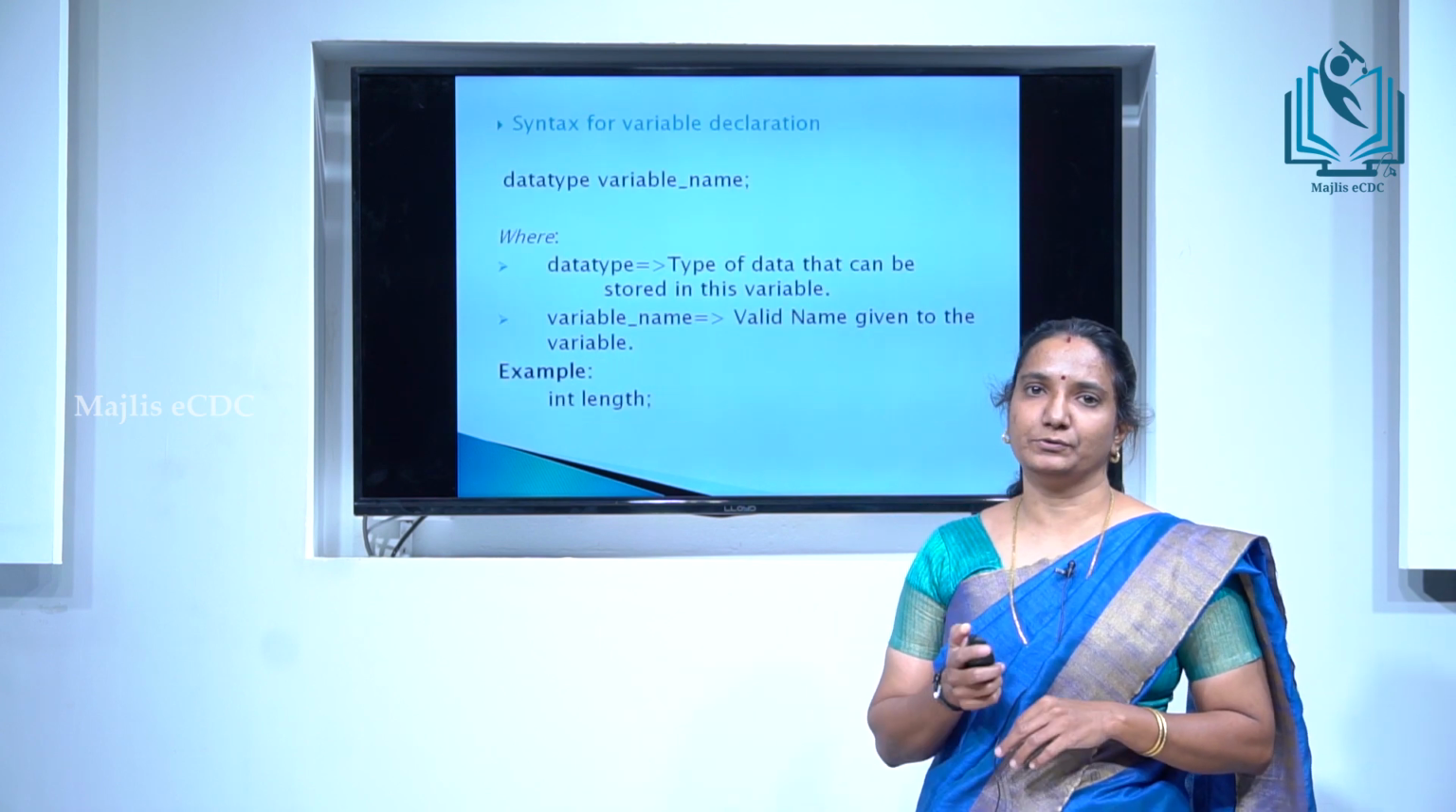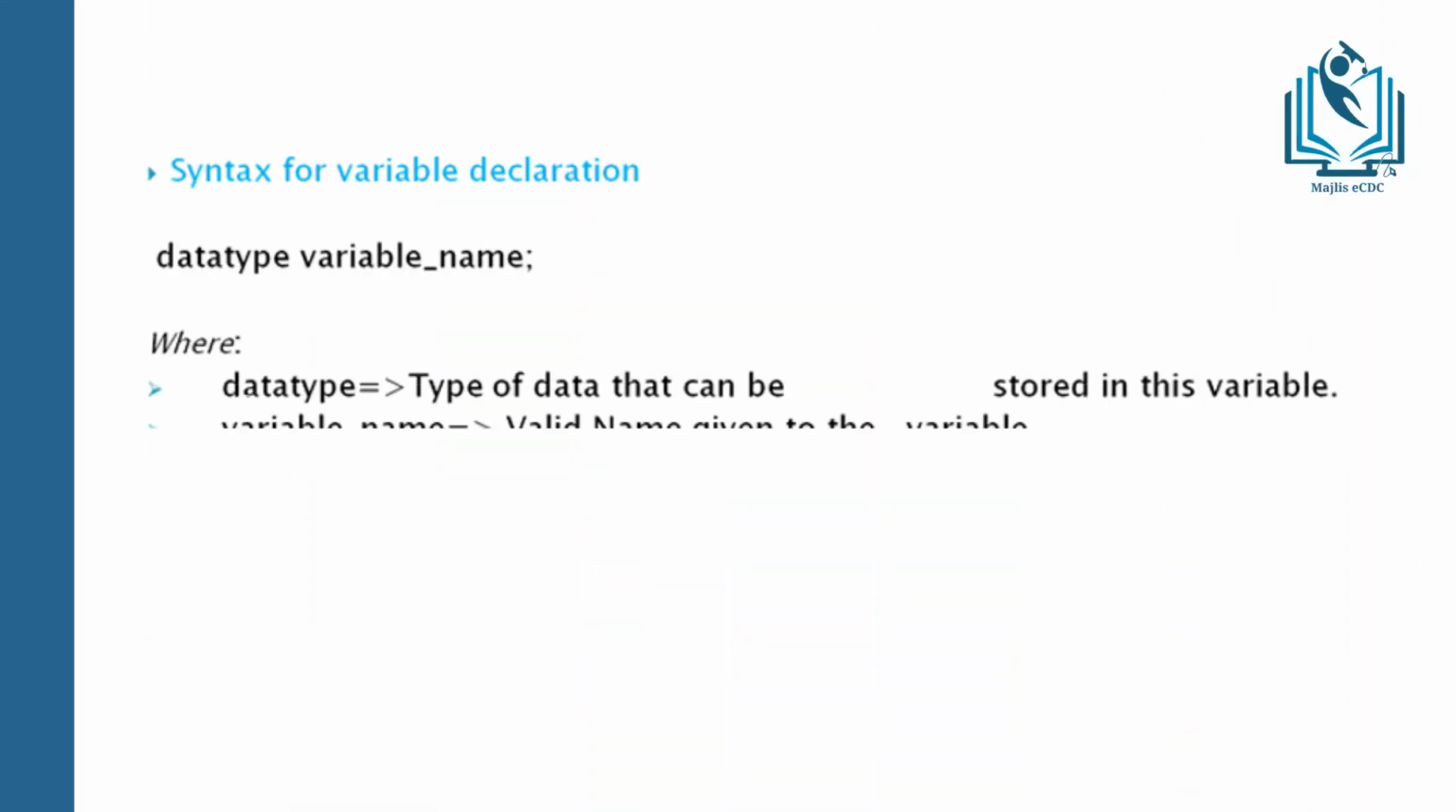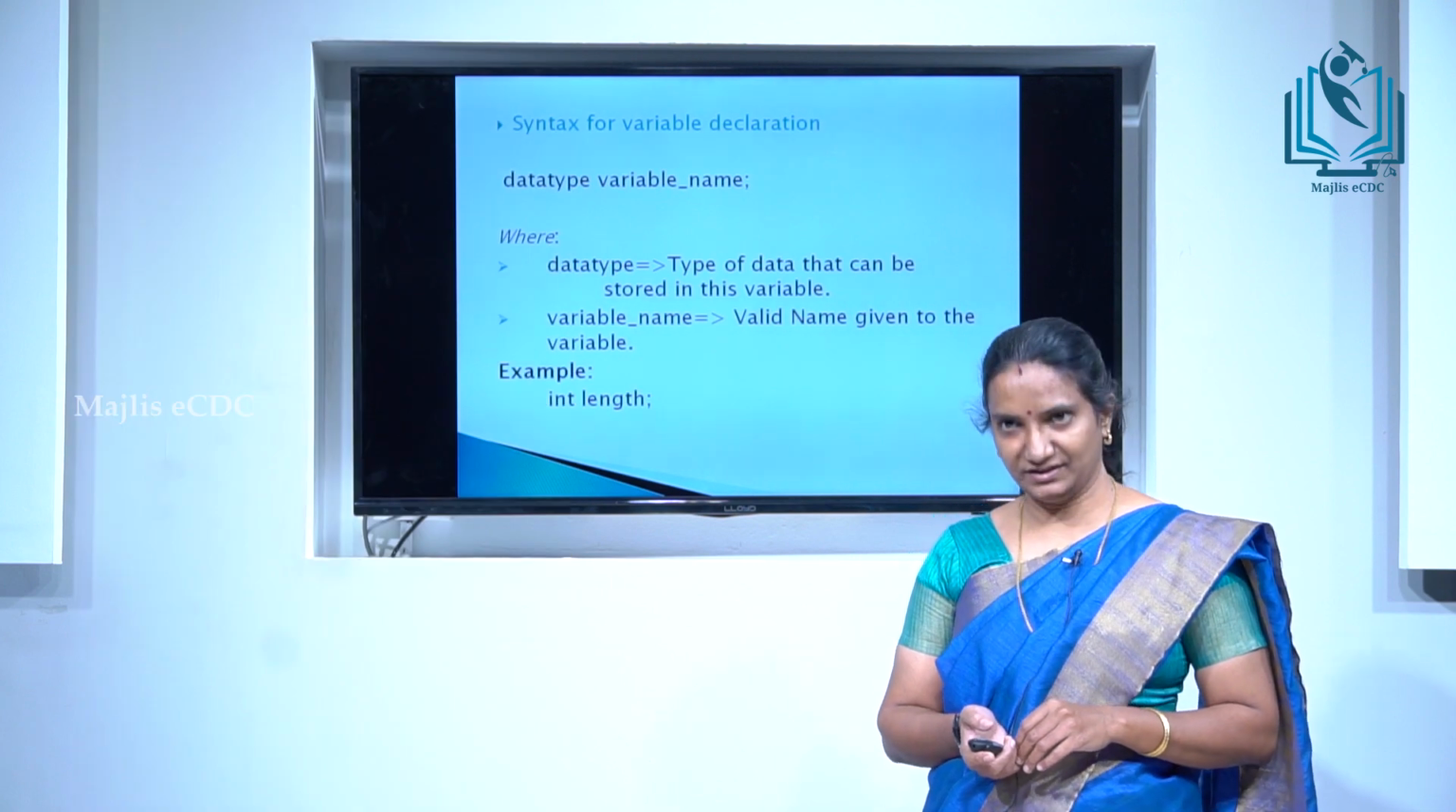Let us move on to how to declare a variable in a class. The syntax for declaring a variable: data type, space, variable name. Data type represents the type of data stored in a variable. Next, variable name. It is a valid name given to the variable. It should not be a keyword. Example for this is int a semicolon. That is, a is a variable of type integer.